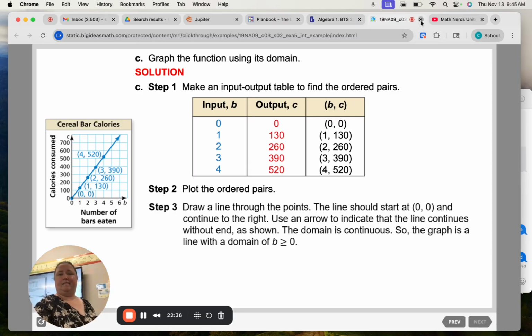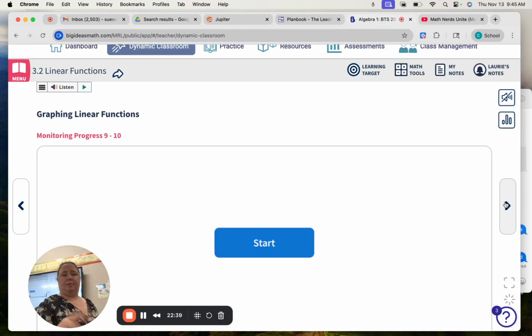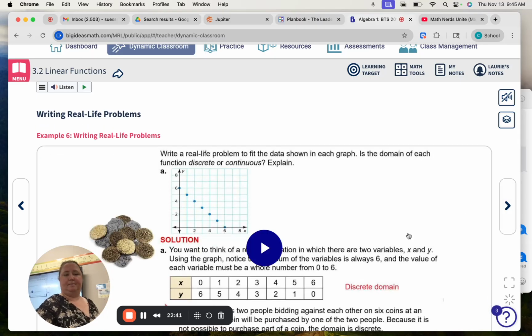Good? All right. Let's go ahead and do our last example, but make sure you go back and do number 9 and 10. Okay. All right. Example 6.